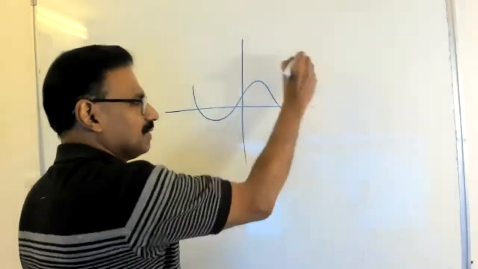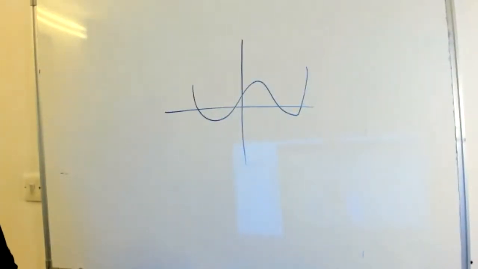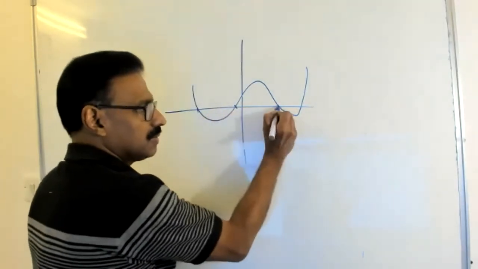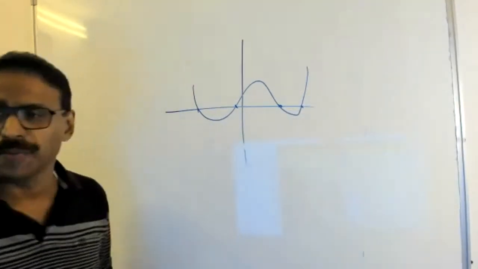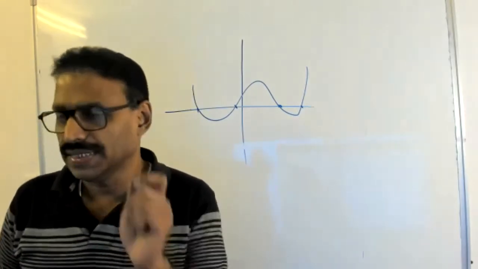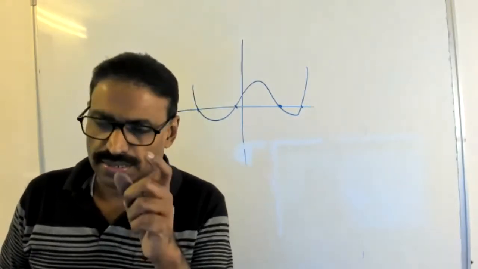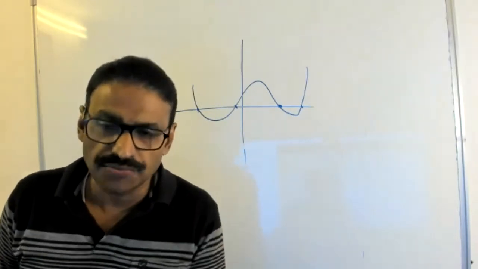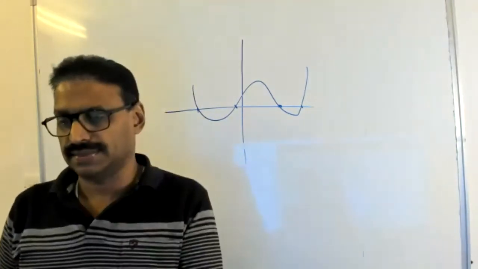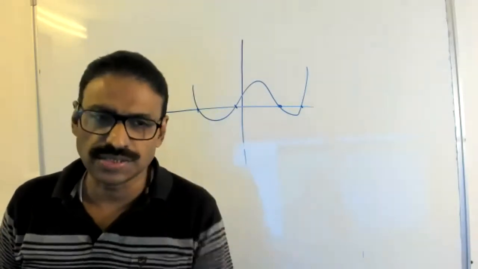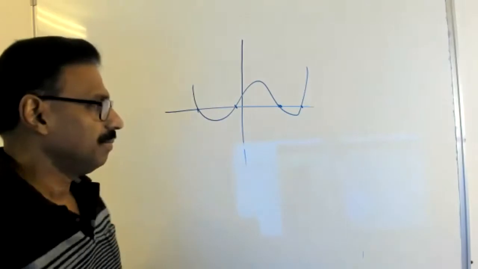Now, my question, just for information: how many zeros here? 4 zeros. 1, 2, 3, 4, because it is crossing at four places. Understood now? That's why I told you the number of zeros means where the graph crosses the x-axis. Where the graph crosses the x-axis, that is the zeros. Okay, my another question.